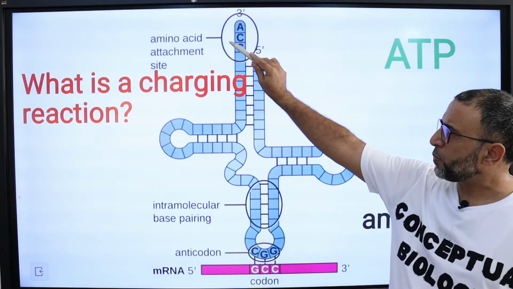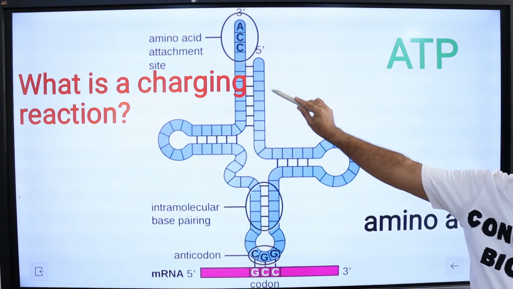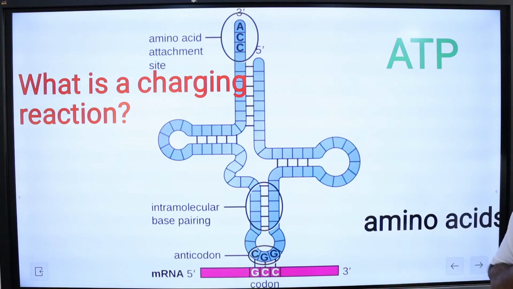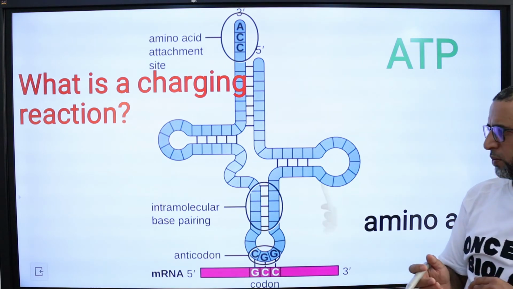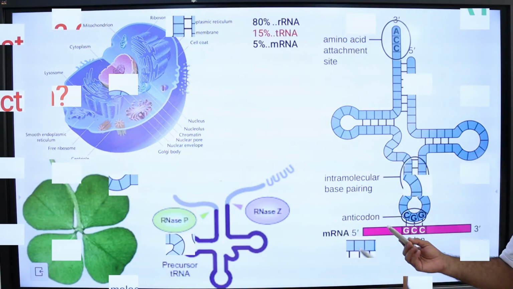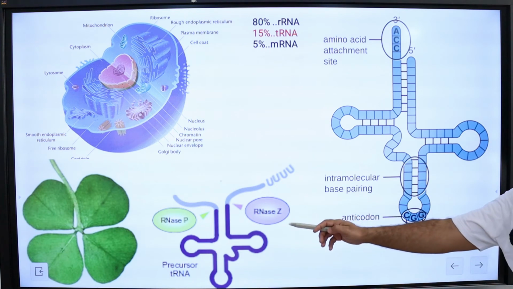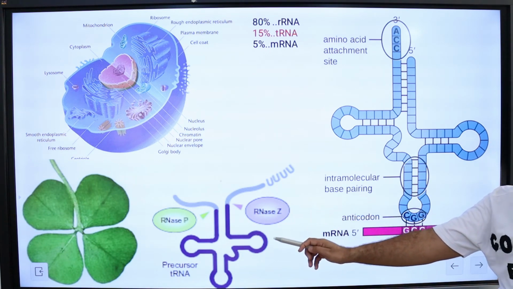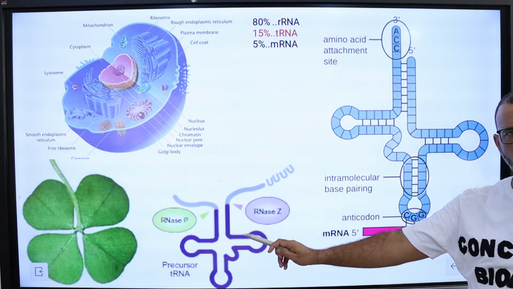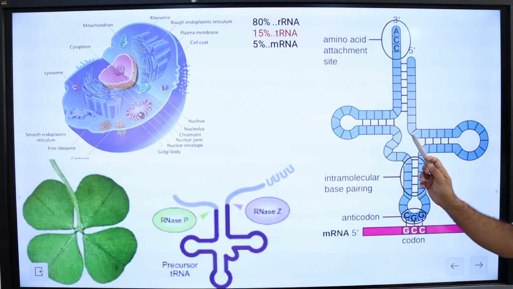So the correct attachment of amino acid to tRNA is important because the ribosome does not verify this attachment. Ribosomes can only ensure that codon-anticodon pairing is correct. In a very real sense, the charging reaction is the actual translation step. To sum up, pre-tRNA consists of 350 nucleotides, and processing discards most of the useless nucleotides. So mature tRNA consists of 75 to 80 nucleotides.